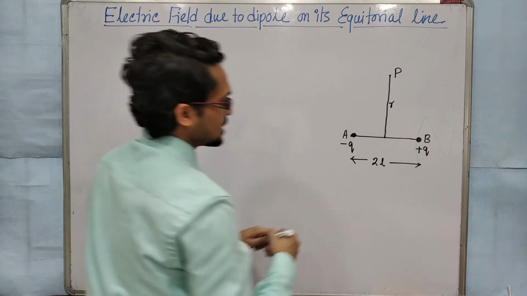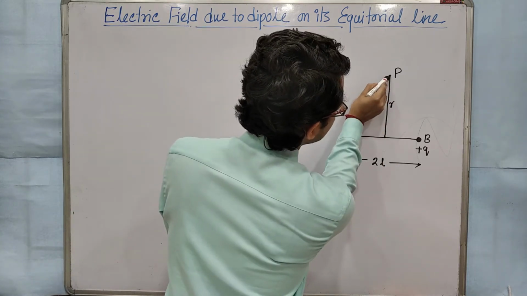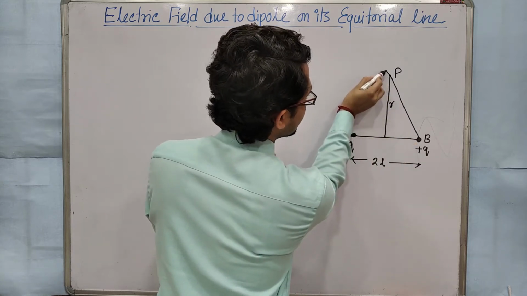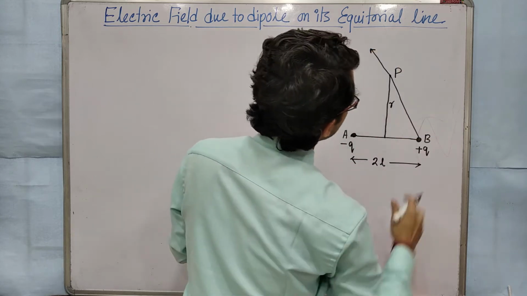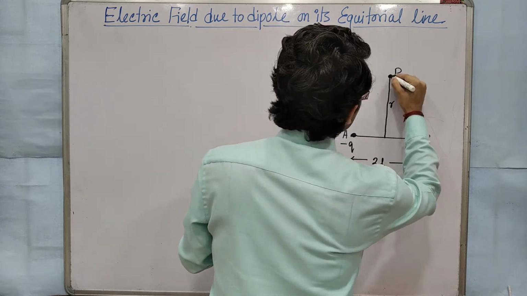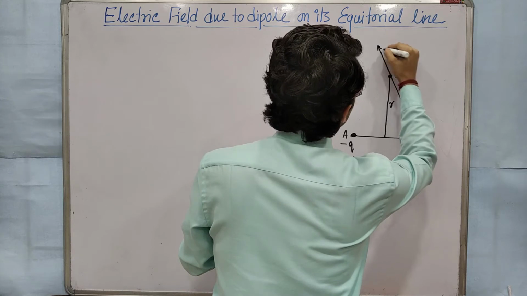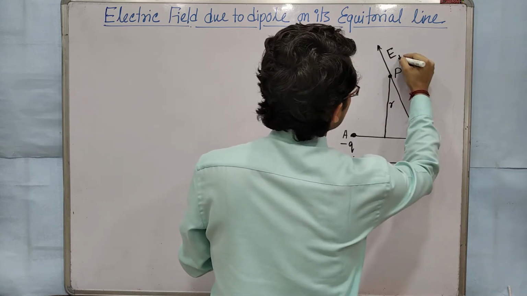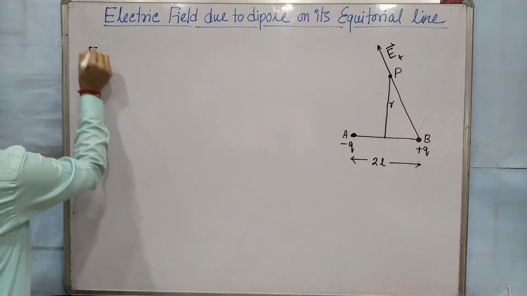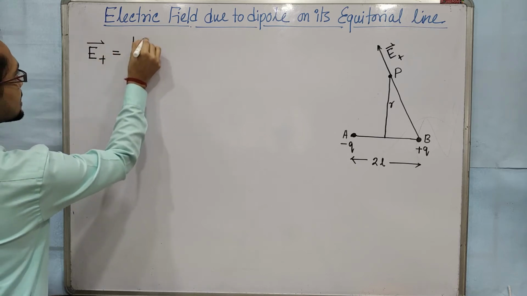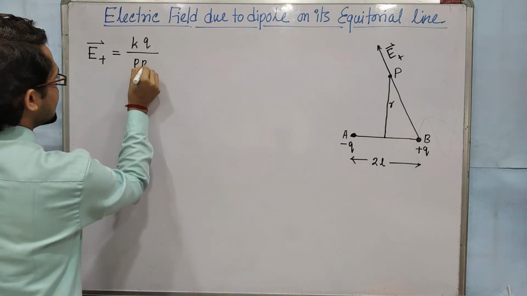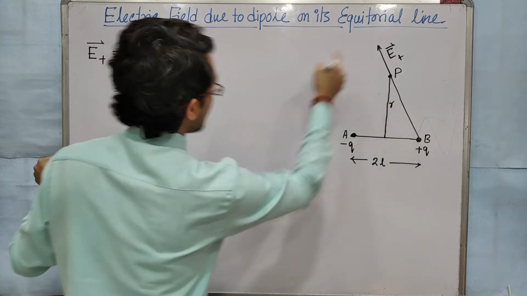So first, due to plus q, this is the distance, and due to plus q the electric field will be directed in this direction. I am naming it E plus, the electric field due to the plus charge. I am writing the formula here: E plus equals kq by PB square, direction along BP.